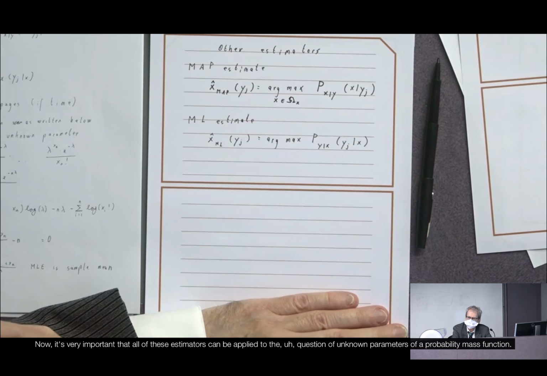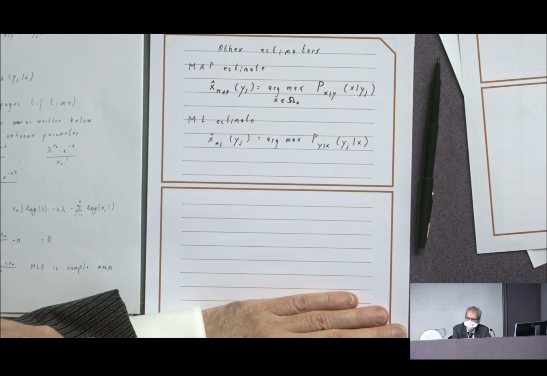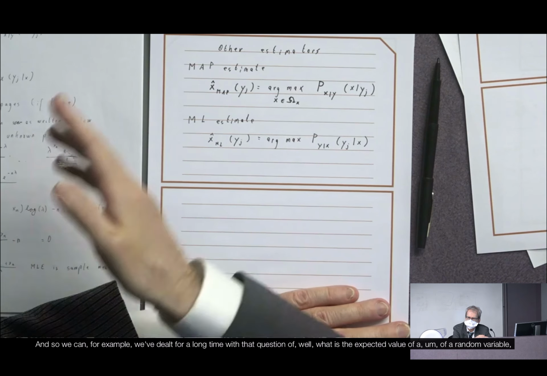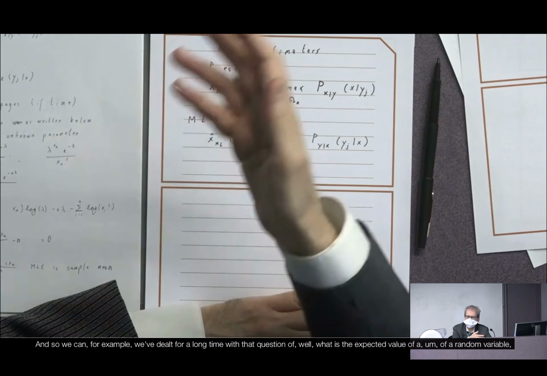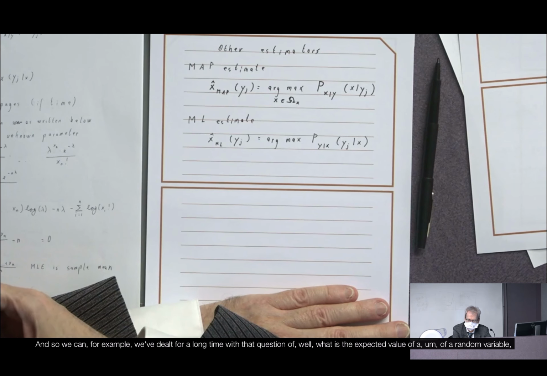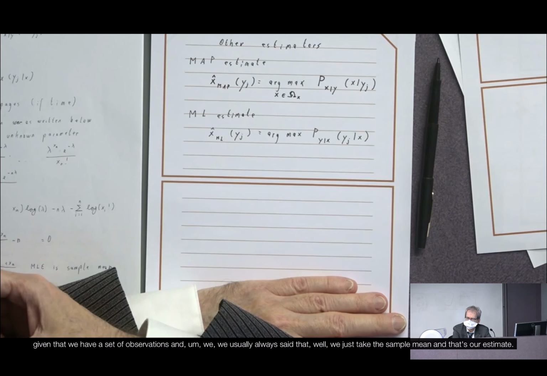Now, it's very important that all of these estimators can be applied to the question of unknown parameters of a probability mass function. And so we can, for example, we've dealt for a long time with the question of, well, what is the expected value of a random variable, given that we have a set of observations. And then we usually always said that, well, we just take the sample mean and that's our estimate.